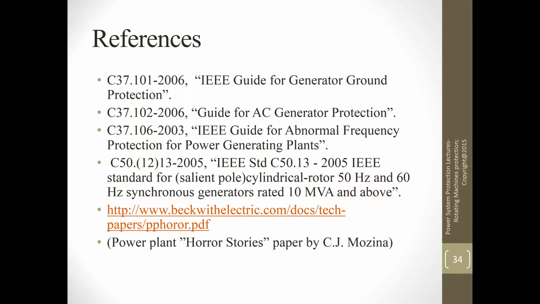So the references are here. C37.101 is a guide for generator ground protection. C37.102 is for AC generator protection. C37.106 provides abnormal frequency protection, and C50.12 and C50.13 give you the negative sequence capabilities for the generators. And there is an excellent paper from Beckwith, one of the manufacturers, about power plant horror stories, which tells you how the relays were not set and what resulted in excessive damage of the generators.